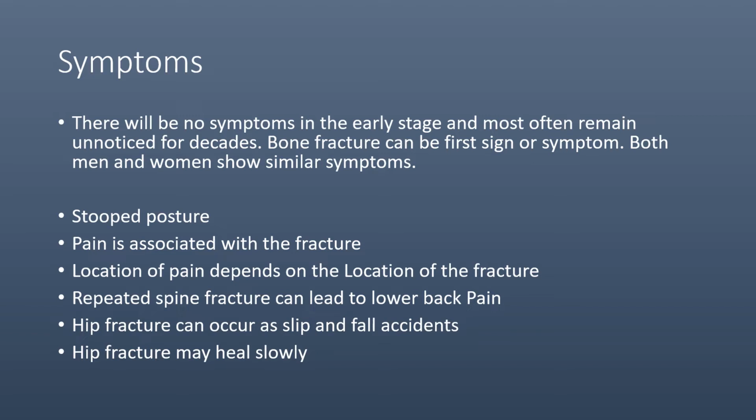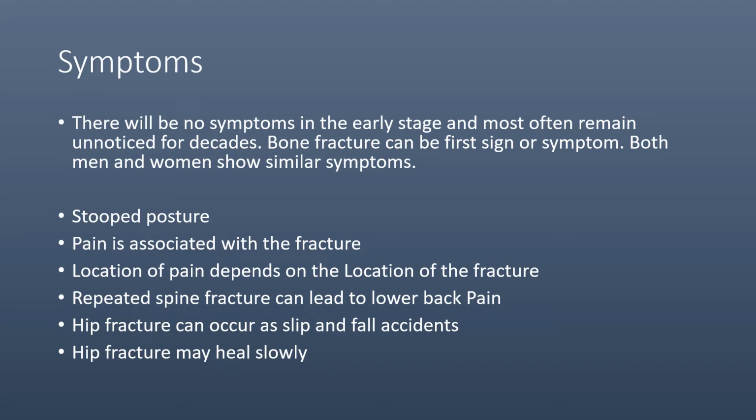For example, you may have a bone fracture in an area that you didn't know you could possibly break. It may be someone who's never broken a bone before in their body and all of a sudden has broken a bone. It can start to cause, as you get older, a stooped posture, obviously when you have a fracture. Repeated spine fractures can lead to lower back pain. A hip fracture can occur as a slip or fall accident. I say lots of older people who have falls can break their hips fairly easily.